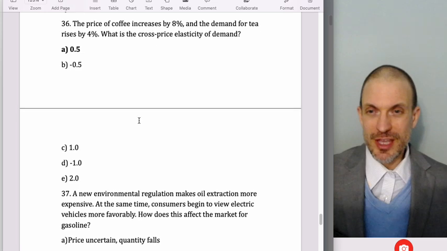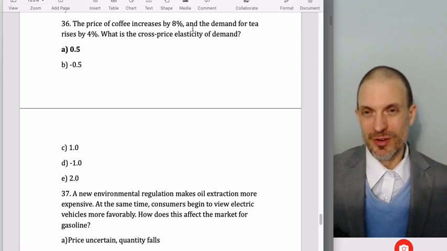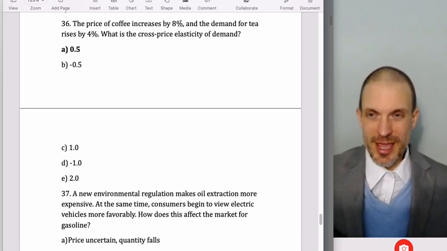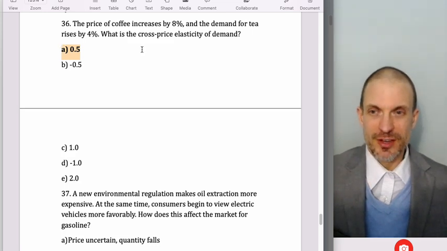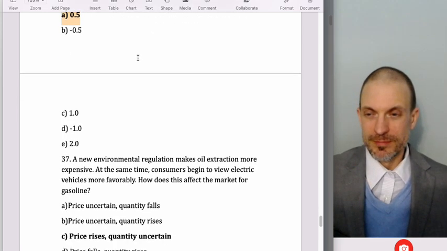The price of coffee increases by 8% and demand rises by 4%. What's the cross elasticity? So I should say quantity demanded for tea, but whatever. So 4% divided by 8% is 1/2. Because it's positive, it tells us also that coffee and tea are substitutes, right?